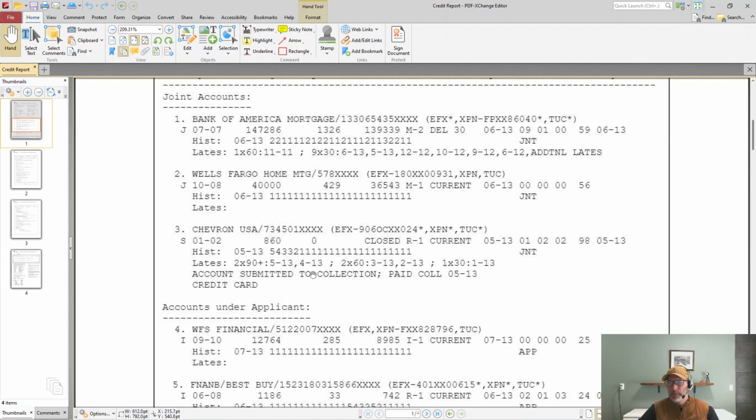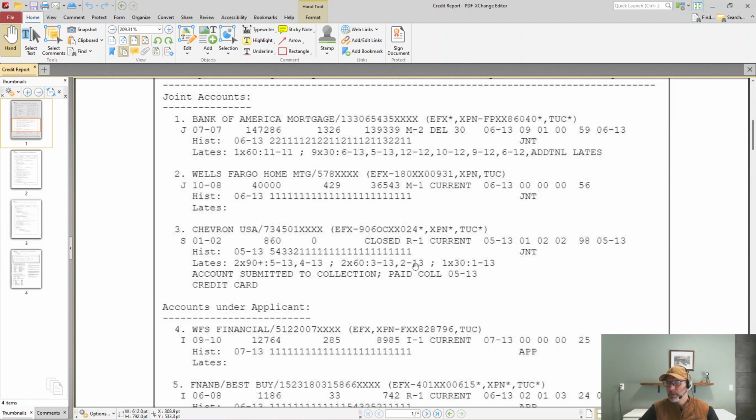And then they have a Chevron card, probably a gas card. This account has been submitted to collections, and you can see it's only recently submitted to collections in May of 2013, and it was paid as agreed all the way through, and then it went 30, 60, 90, it went 30, 60, 60, 90, 120-day late, and then they submitted it to collections.